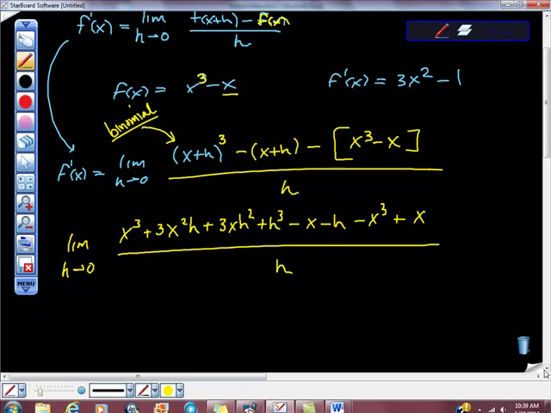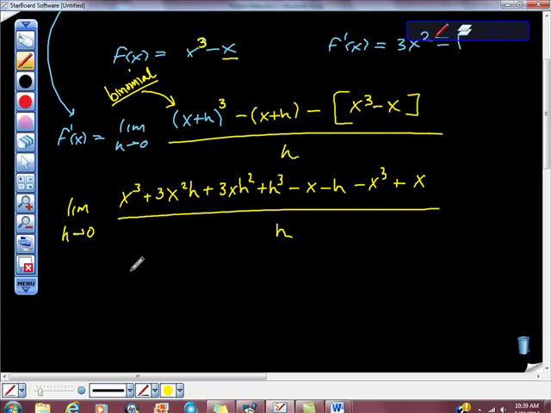So I'm going to just do some work here. First thing I'm going to do is cancel like terms. So let's take a quick look and see what our like terms are. And we have an x cubed and a negative x cubed. We have an x, and we have a negative x and a positive x, don't we? And right, okay, so good.